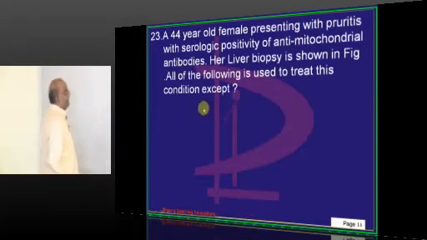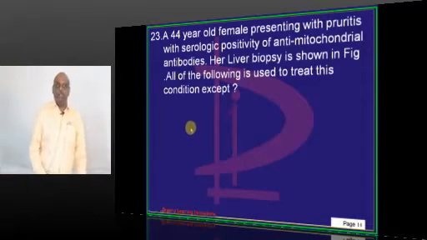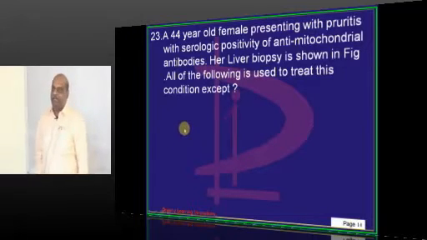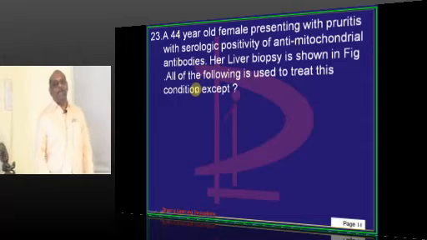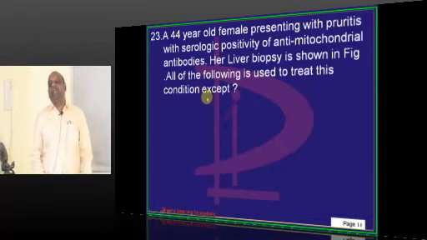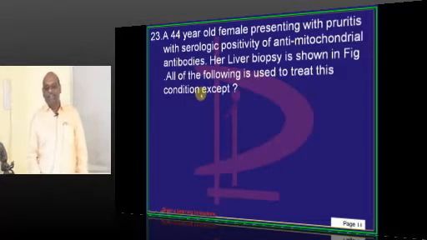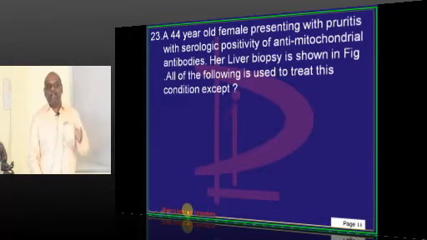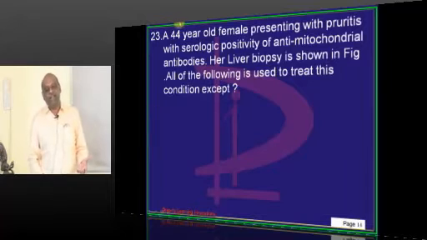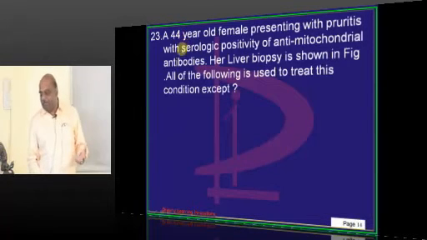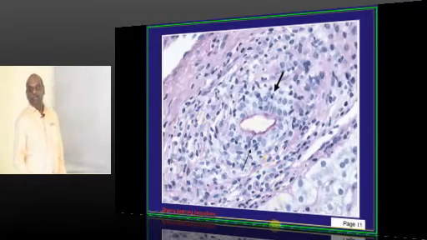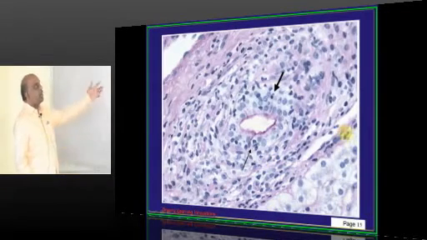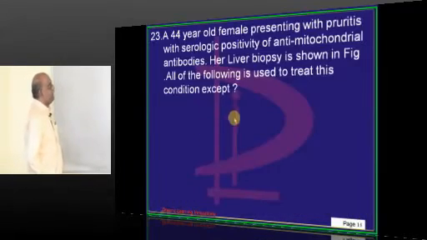A 45-year-old, middle-aged woman presenting with pruritus with antimitochondrial antibodies. Do you really need to look at the liver biopsy? Even without looking at the liver biopsy, middle-aged pruritus with antimitochondrial antibodies means what is your diagnosis? PBC. Primary biliary cirrhosis is what you need to remember. So anyway, histology also shows primary biliary cirrhosis.